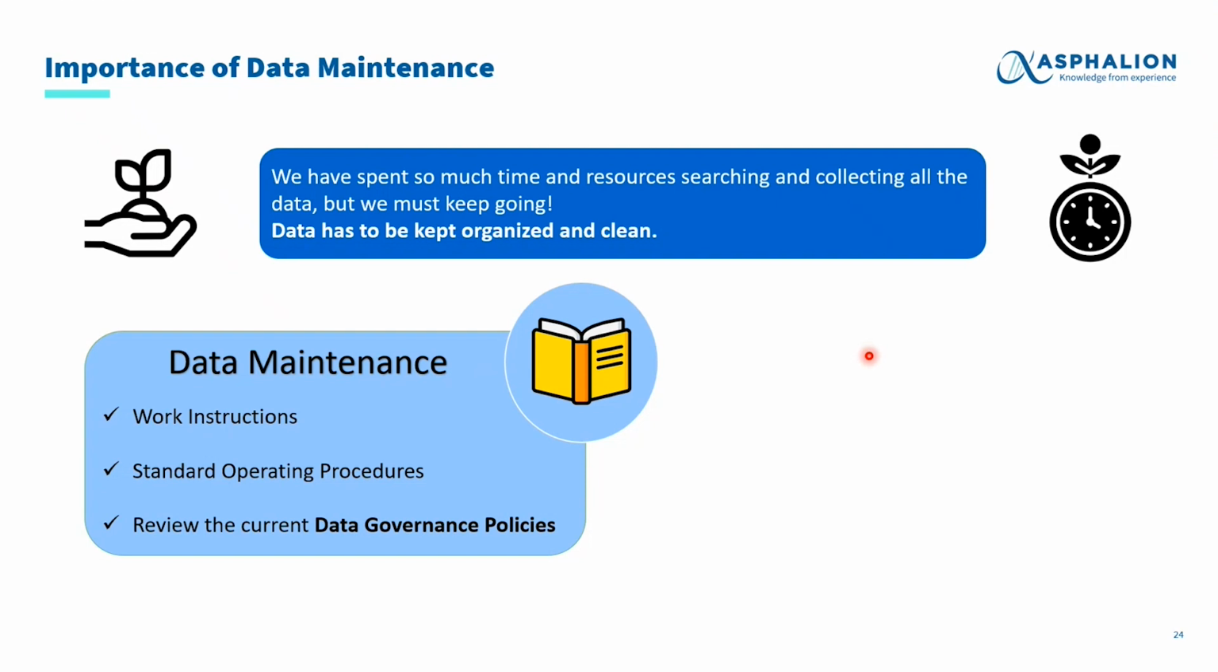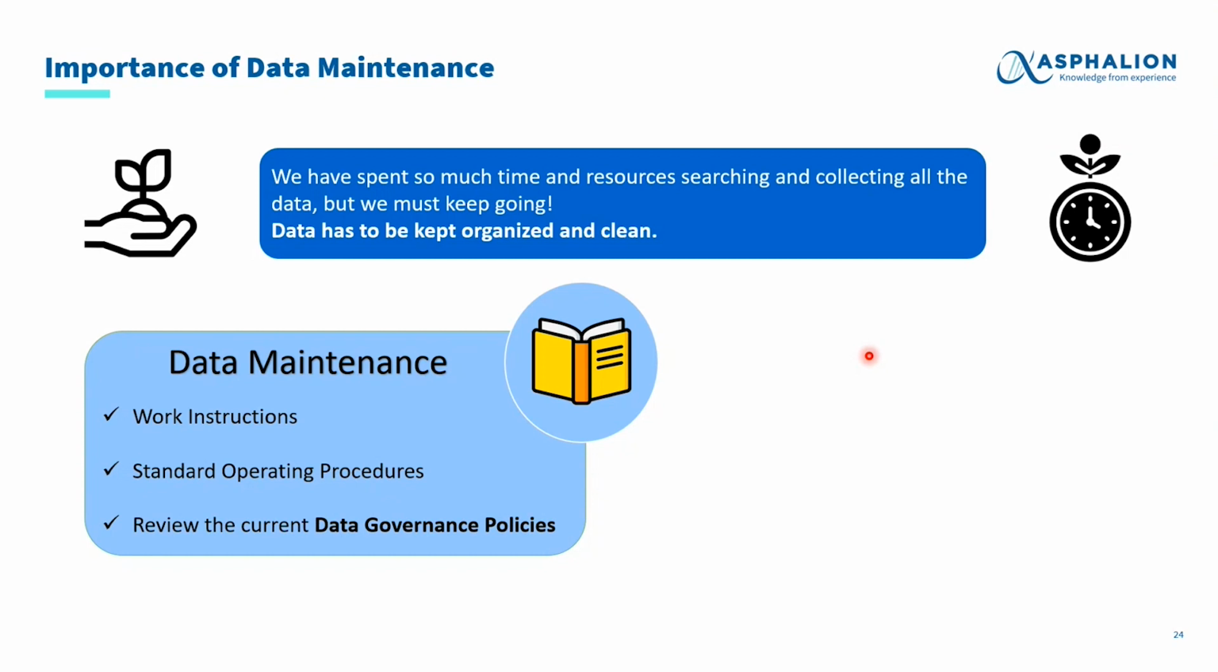Data has to be kept organized and clean. We cannot let it all go wild again. So, data maintenance can be achieved by, for example, the following tips. Developing work instructions or standard operating procedures.